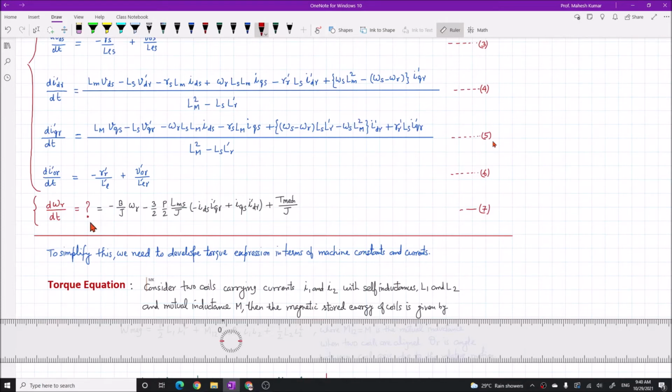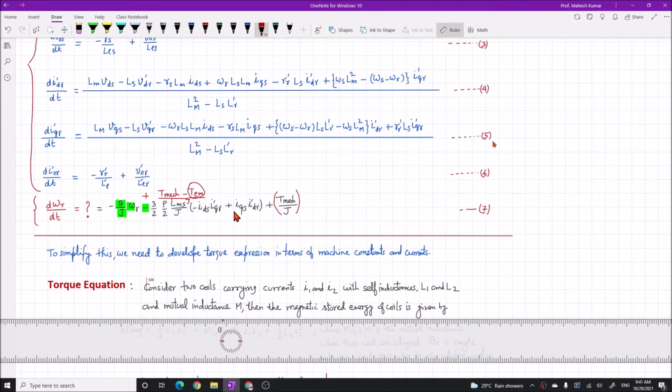Now this d omega r by dt, as we have proved earlier, should be minus B by J into omega r plus T mechanical minus T electrical by J. So T mechanical by J is fine, it has come here. We have to solve for T electromagnetic in terms of the current variables.